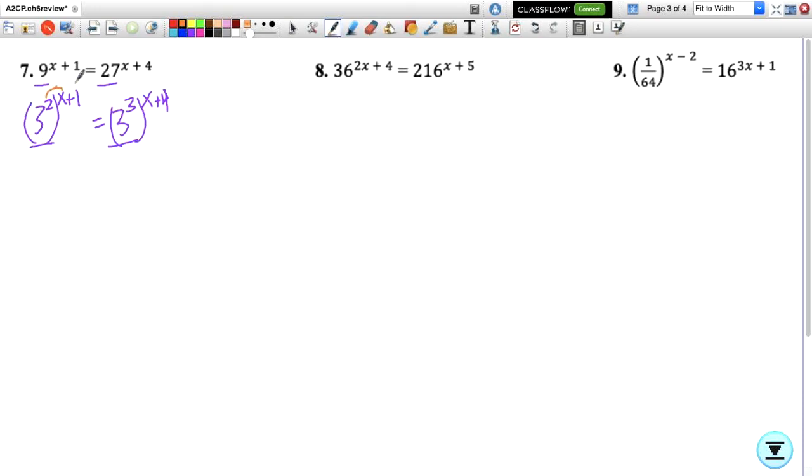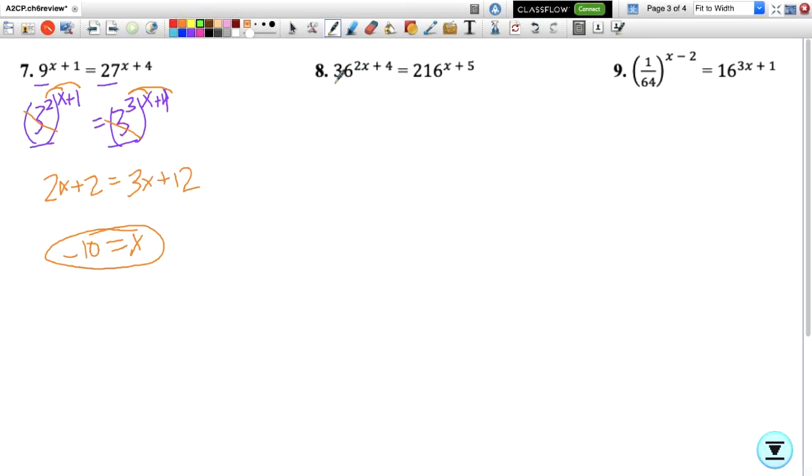I need to do my power rule, which means I'm going to distribute this, right? I multiply my exponents. I'm also going to cancel my bases at the same step, just to save time right now. So 2 times x is 2x. 2 times 1 is plus 2. 3 times x is 3x, and 3 times 4 is a plus 12. Now again, I canceled those bases because if they're the same bases, I just need my 2 exponents to be equal for the whole thing to be equivalent. I'm going to minus 2x minus 2x, which will give me an x over here. Then I'm going to minus 12 minus 12, which will give me a negative 10 here. And boom, there's my answer. X equals negative 10. Let's go to our next one.